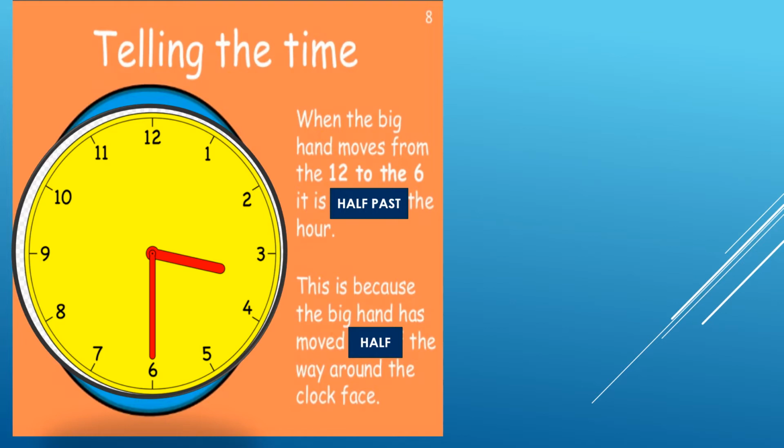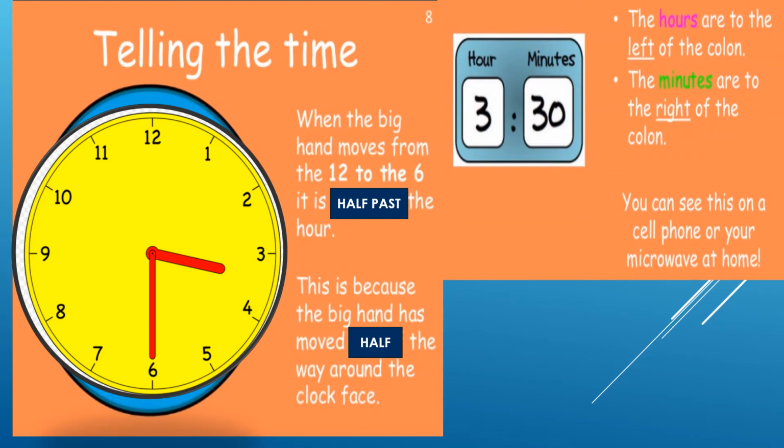Now in this clock, the hour hand has started moving from 3 and it is moving towards 4. So it means the past hour was 3. So the time will be 3:30. Now how do we write it in figures? We write 3, then we put these two dots, which is called the sign of colon, and then we write 30. And this is also called digital time. You can see this in your mobile phones or in microwave and other electronic items.